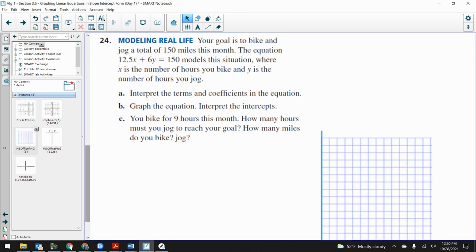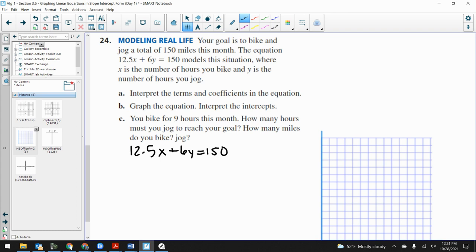Okay, we're jogging and biking. We want to go a total of 150 miles. So 150, 12.5x plus 6y is equal to 150. Okay, the terms and coefficients. What is the 12.5 representing?